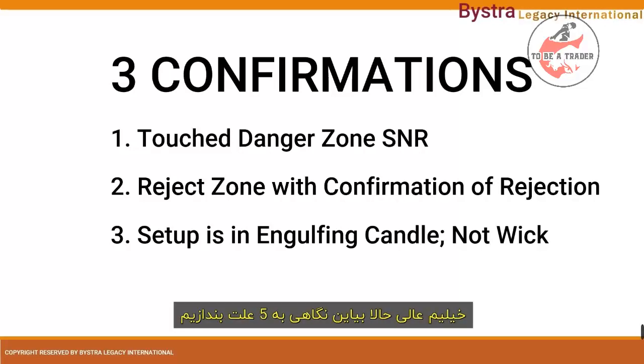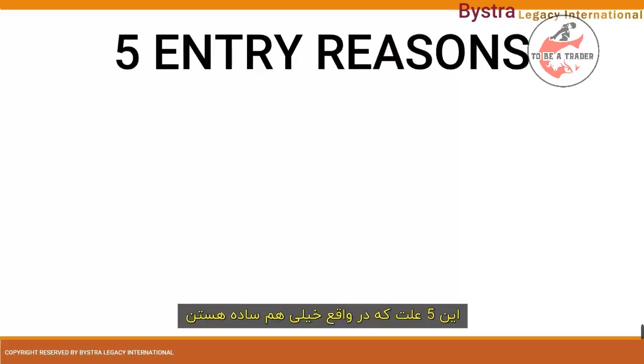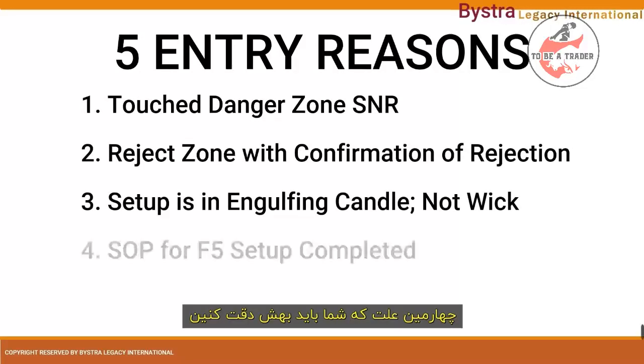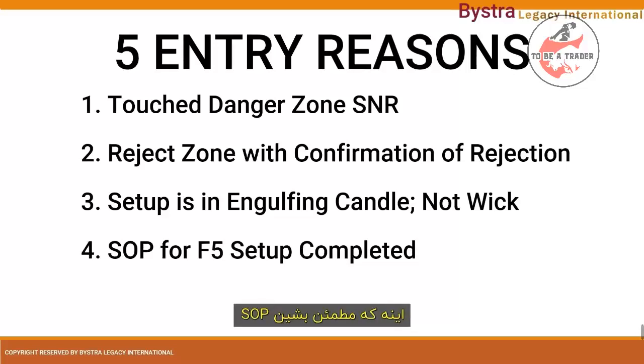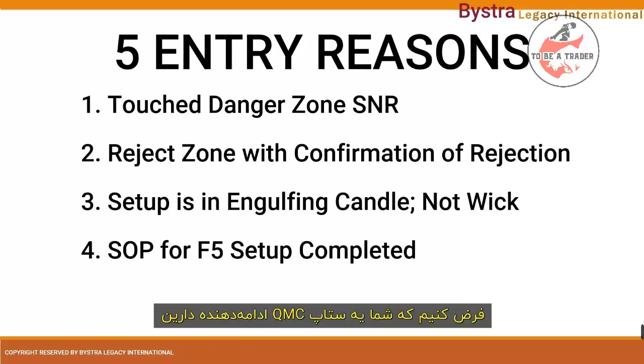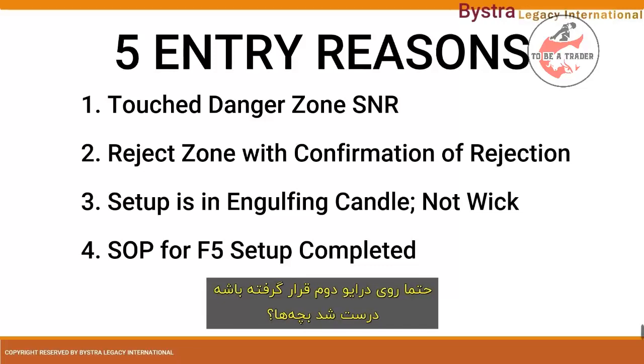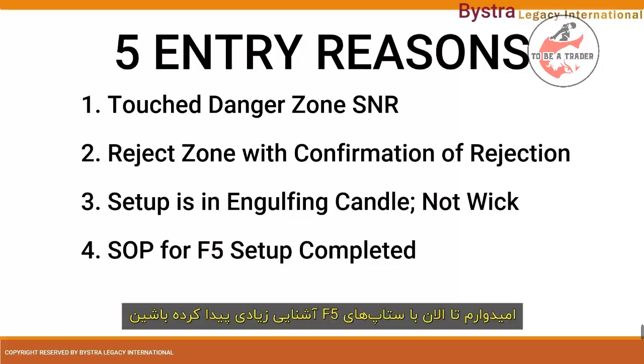Alright, very good. Now let's have a look at the 5 reasons. The 5 reasons are actually very simple as well. So it will go as the first, second, third from the confirmation. Now the fourth thing that you need to take note of is to make sure the SOP for the F5 setup is completed. So let's say you must have a QM continuation setup, make sure that the head of the QM has to be on the second drive, etc. Alright guys, hopefully you should be very familiar with the F5 setup by now.